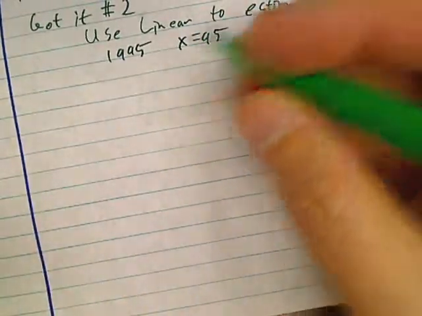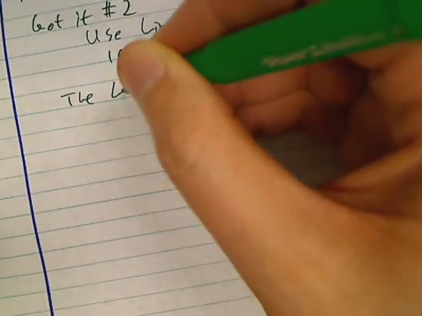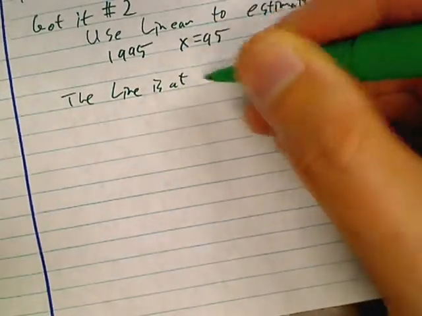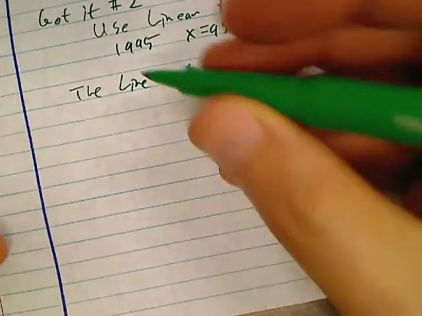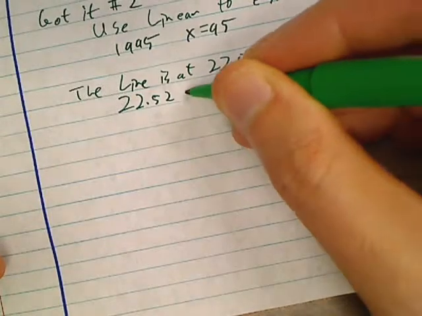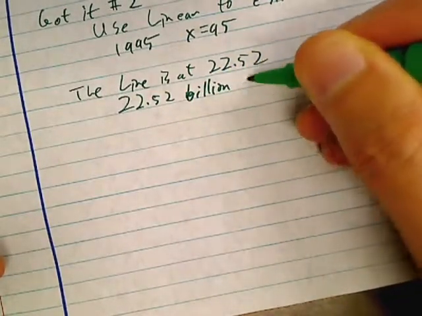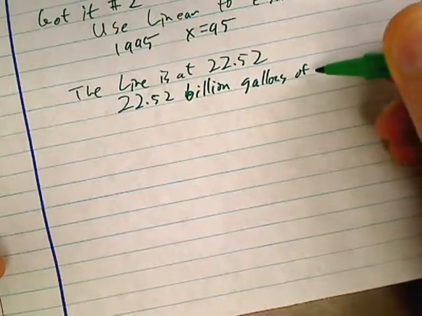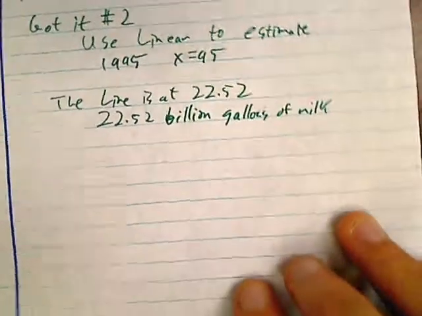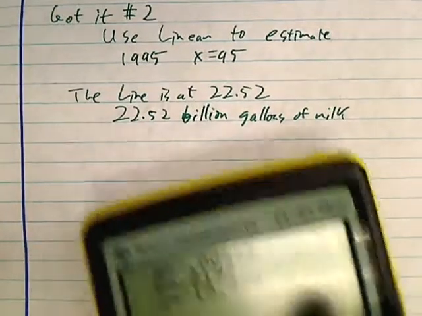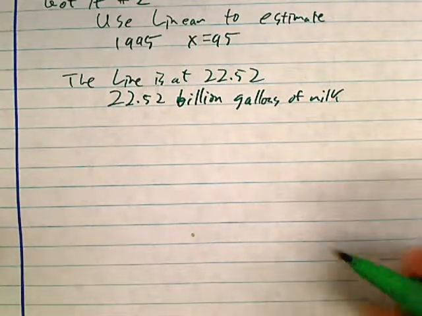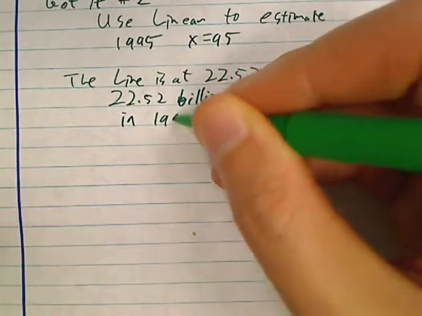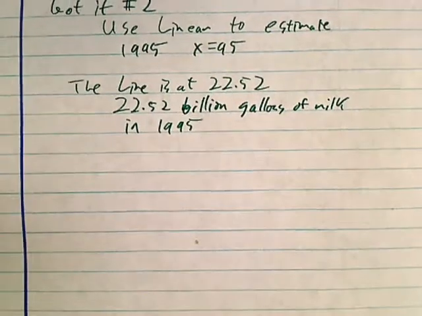So at x equals 95, the line is at 22.52, and this means 22.52 billion gallons of milk. And how did I know that? I looked at the problem and it said that the y coordinates that we put in there were figures for billions of gallons of milk. So 22.52 billion gallons of milk in 1995. That is my estimate. Okay, it's not going to be exact, it's an estimate.